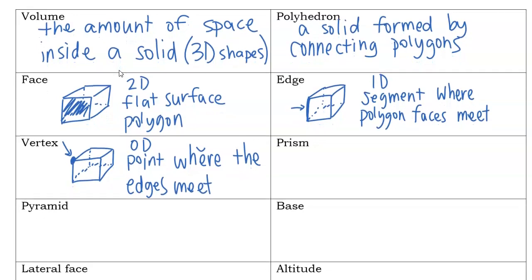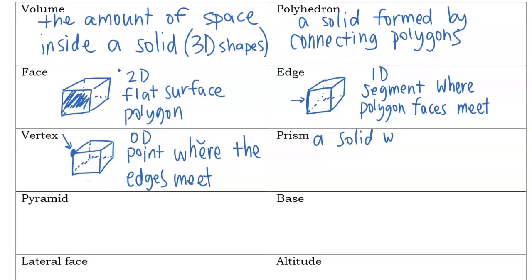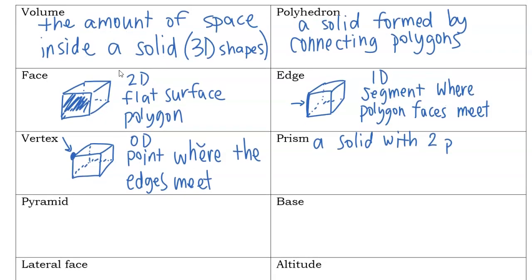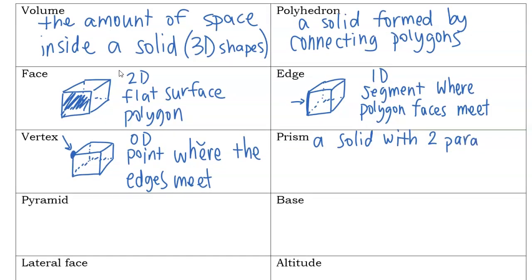The next two kind of go together, prism and pyramid. So with prisms, we're going to have two parallel bases, okay? Two parallel bases. I'm getting frustrated with my board, sorry. So that's where we would have the ones that I kept drawing, right? Those were prisms because I had a square on the top and a square on the bottom. Those were my parallel bases.